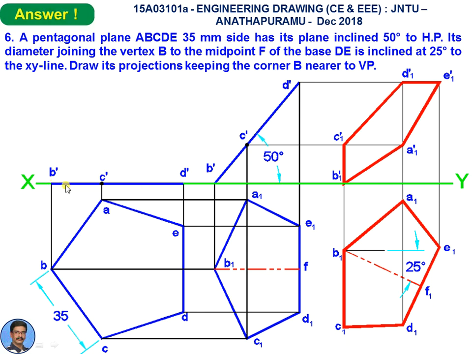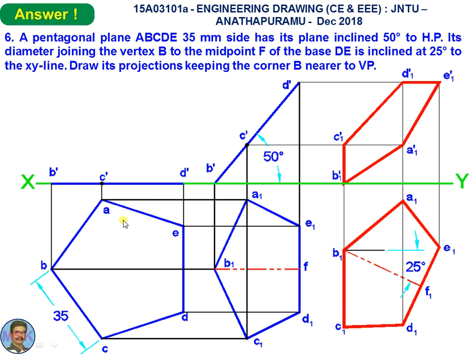Tilt this, it is seen as a line now in front view. So you tilt this line and incline it at an angle of 50 degrees. You have completed this stage now, right? So this is the second front view.